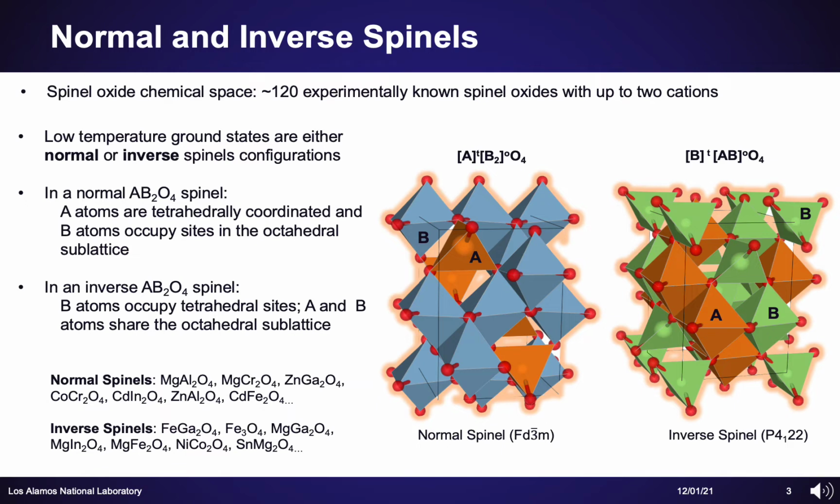The cation ordering in the ground state of some of the spinels is reversed from the normal. These are called inverse spinels, where the tetrahedral site is occupied by B cations, while the octahedral site is shared by the A and B cations. Some prototypical examples of compounds with normal and inverse ground states are shown here.